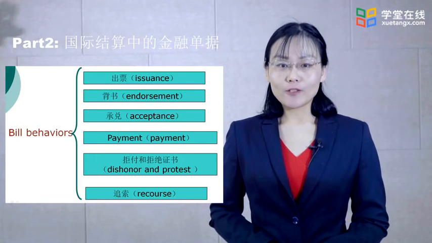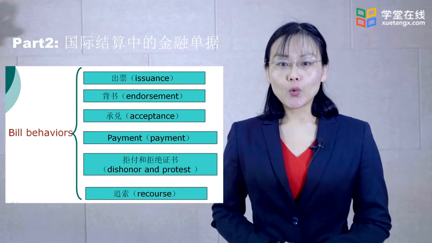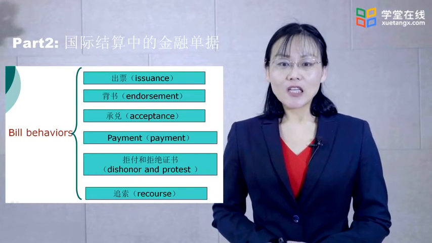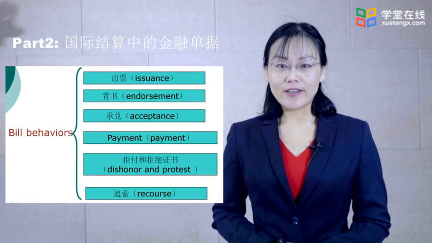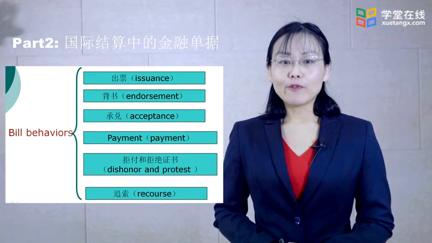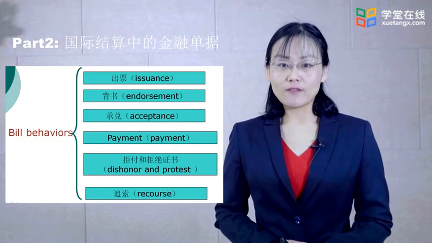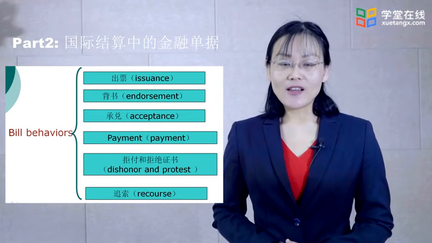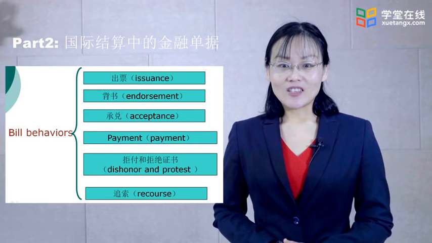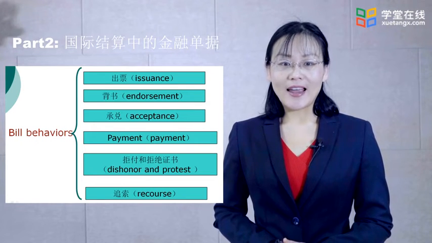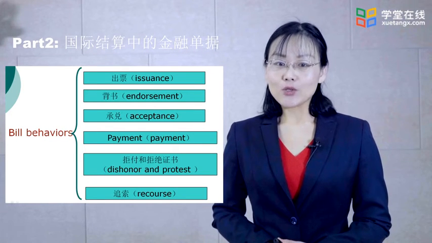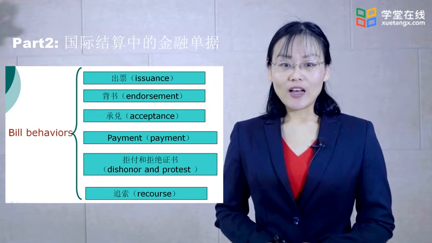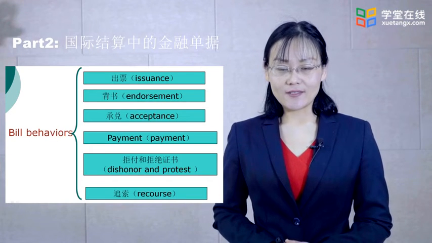A bona fide holder is the person who is in possession of an instrument that is complete and regular on the face, taken before maturity without notice of its previous dishonor, taken in good faith and for value, and taken without notice of any infirmity in the instrument or defect in the title of the person negotiating it.